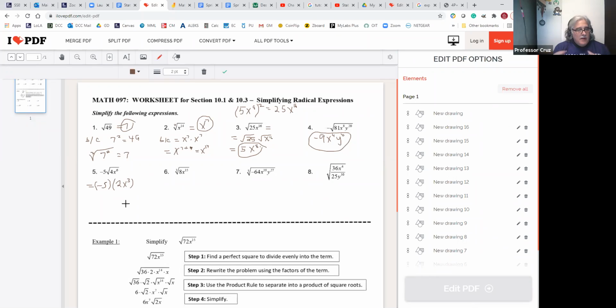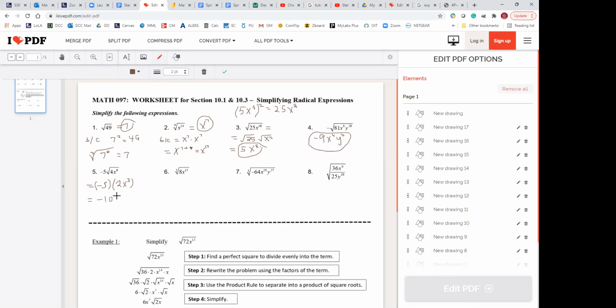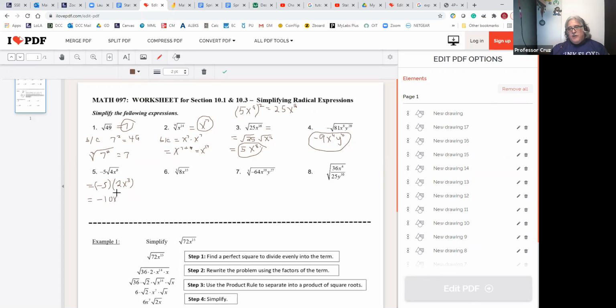Yeah. Now you're multiplying that, so take that in the next step. Negative 5 times 2 gives you negative 10. x cubed. We're still using all the other old math rules. When you multiply the numbers, and then the x's just come along if there's nothing to multiply the variables by. Okay.